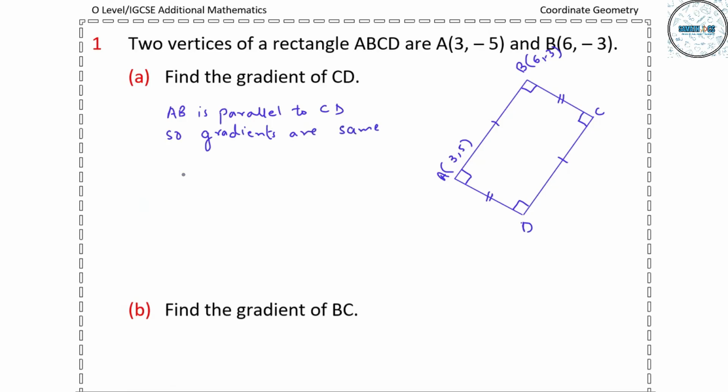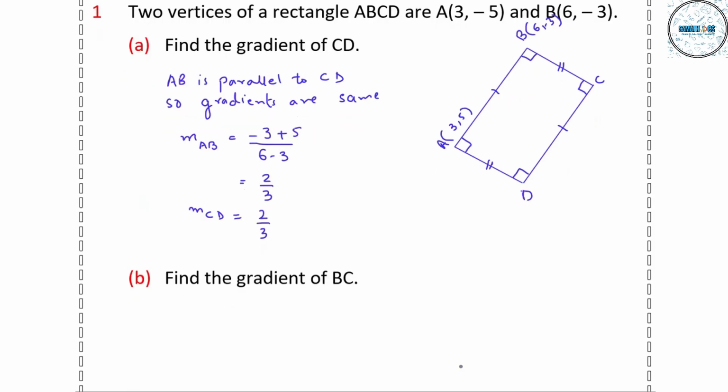We can take out the gradient of AB using the coordinates. Gradient of AB is equal to minus 3 plus 5 upon 6 minus 3, which is equal to 2 upon 3. CD is parallel to AB, so the gradient of CD is same as gradient of AB, which is 2 upon 3. Now we have to take out gradient of BC.